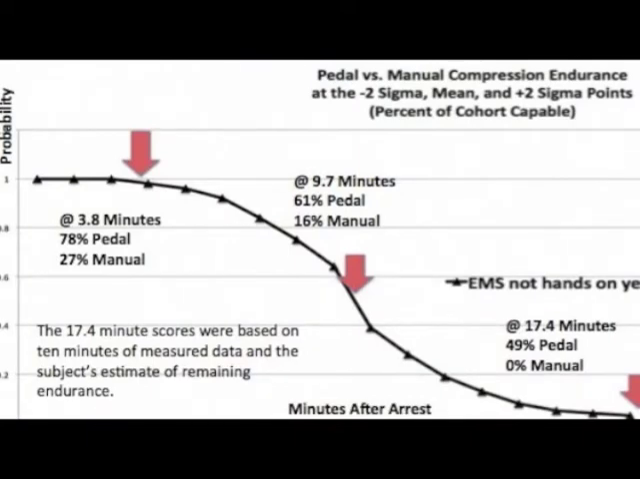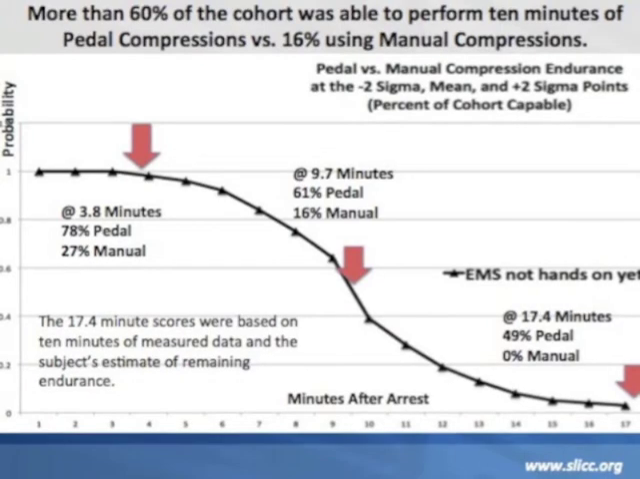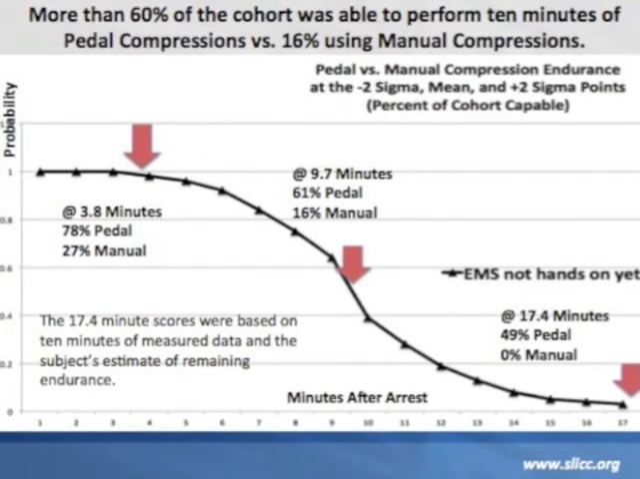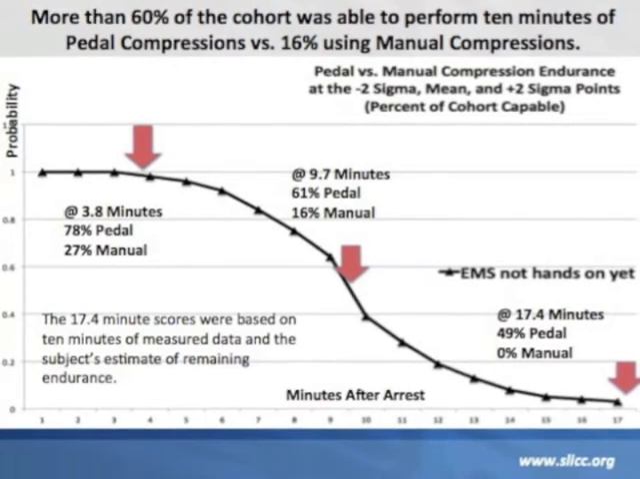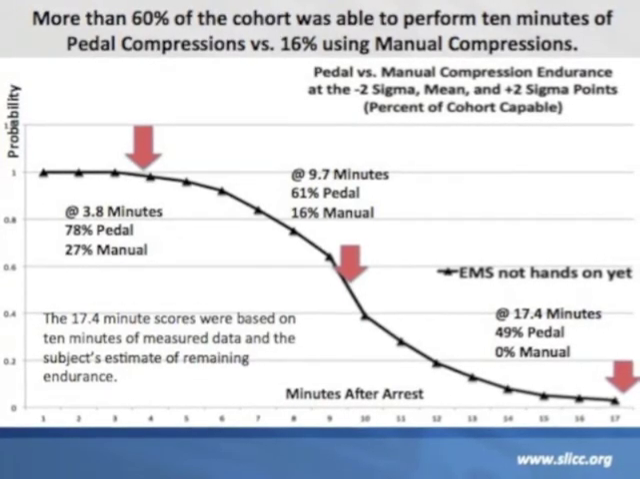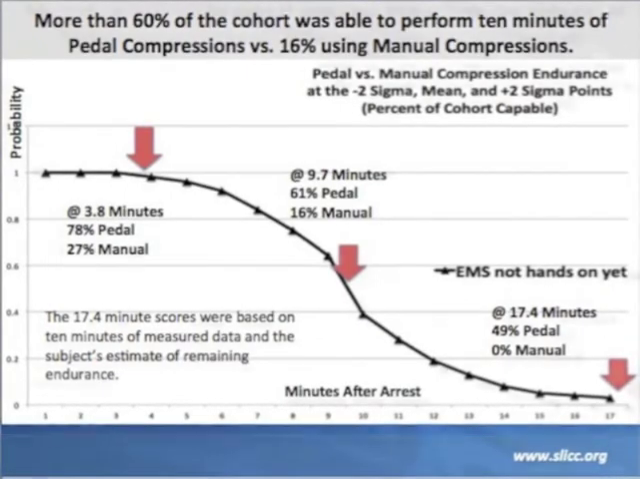Let's take an integrated look at bystander CPR endurance and 911 response time. This graph shows the probability over time that the ambulance crew will not yet be hands-on at the victim. The starting point of this graph on the left is the time of the cardiac arrest. The space between the dots is 1 minute.